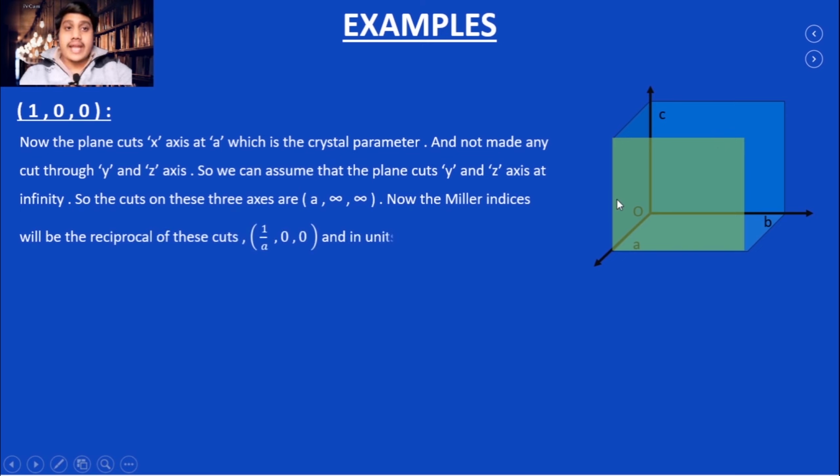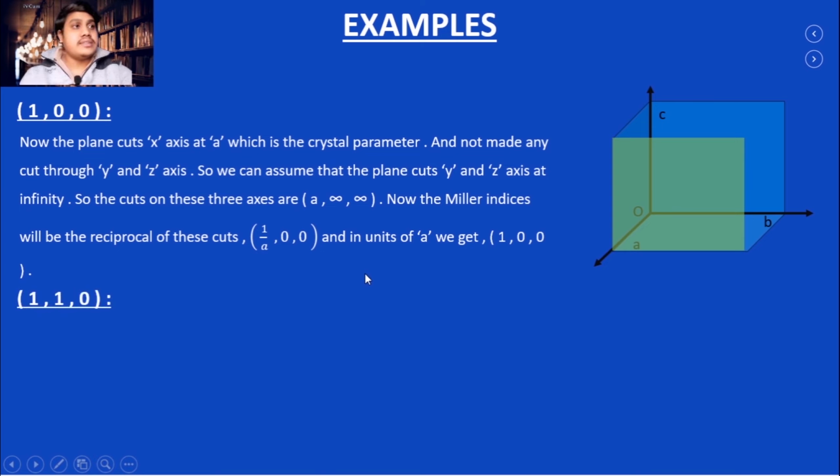So the plane has a cut point at A and doesn't have any cut points along the y or z-axis. So I can take it that the plane is parallel to the y and z-axis, or I can say that the plane will cut the y and z-axis at infinity. So the cut points are A, infinity, infinity. Taking the reciprocal of those cut points and the ratio of them, we get 1 by A is to 0 is to 0, and now in the unit of A for the x-axis we get 1, 0, 0. So this plane suggests the Miller indices 1, 0, 0.